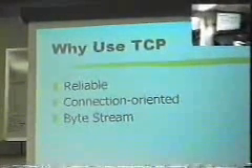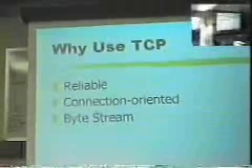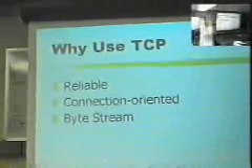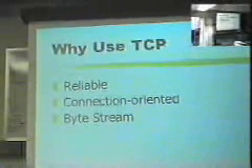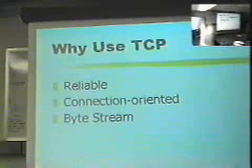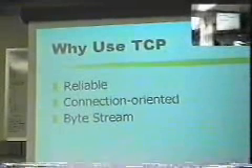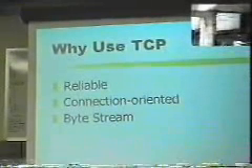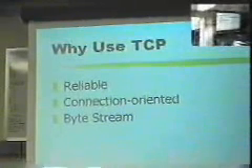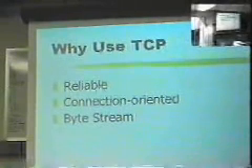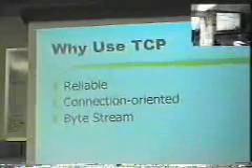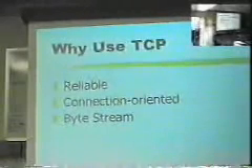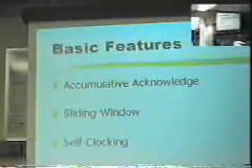It has byte stream control because TCP has a sequence number marked for each byte, so it can send each byte very reliably. You can send every packet without loss. Let's introduce some basic features.